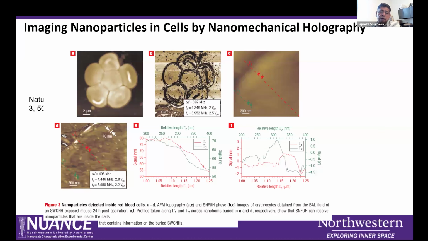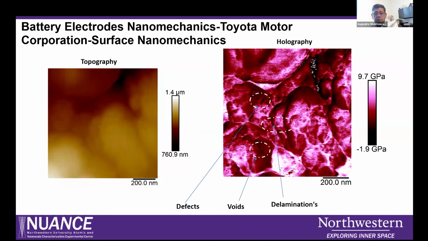So the last part I will touch on is that we have a big program going on with the Toyota Motor Corporation, where they are coming with the battery electrodes. They want to identify any subsurface defects, cracks, and delaminations within those battery electrodes, deep inside from the surface into the sample. They don't want to do any cross sections, SEMs or TEMs. They just want to use this technique to see it.